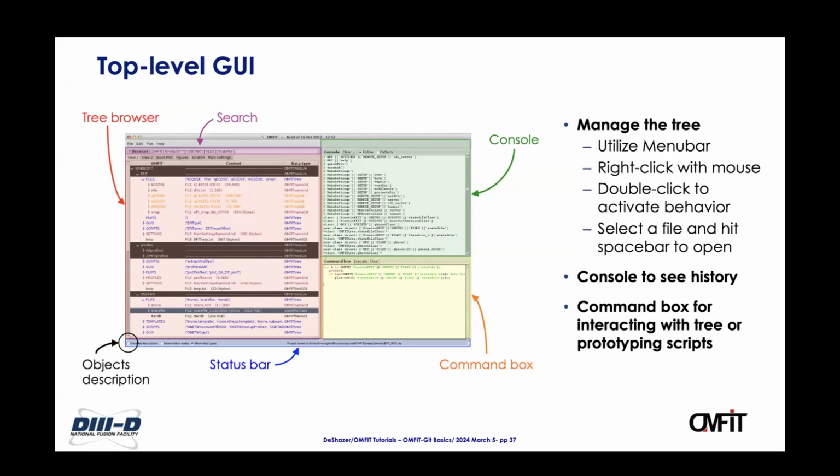First, we have the tree browser. That's one major component of the GUI. And the tree browser, when I refer to the tree browser, I'm referring to this content section right here. The main thing that the tree browser is for is visualizing the structure of the OMFIT tree.